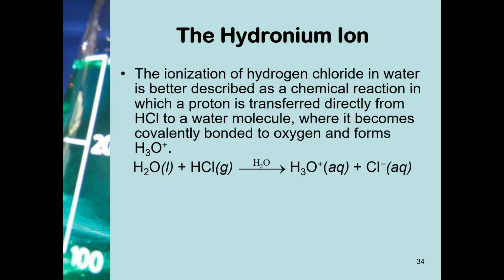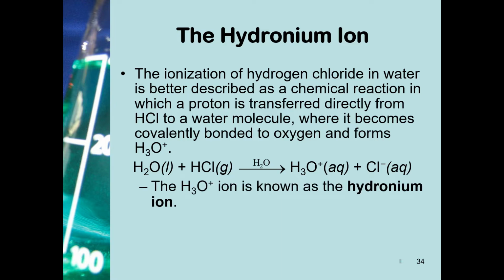So looking at our previous example, instead of having H plus on the right side, we have H3O plus. So the hydrogen ion is actually becoming hydrated to form the hydronium ion. So that's how you spell hydronium, and we'll use that word instead of the hydrogen ion.